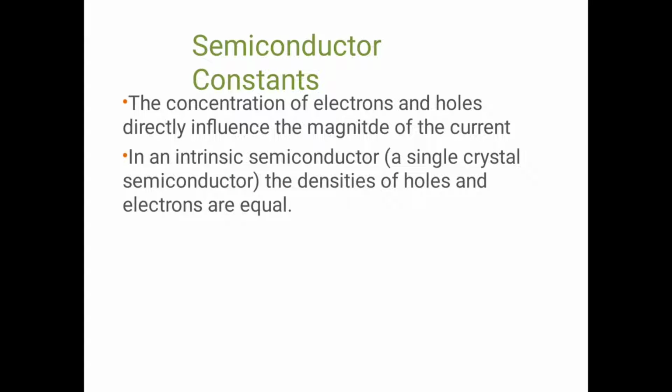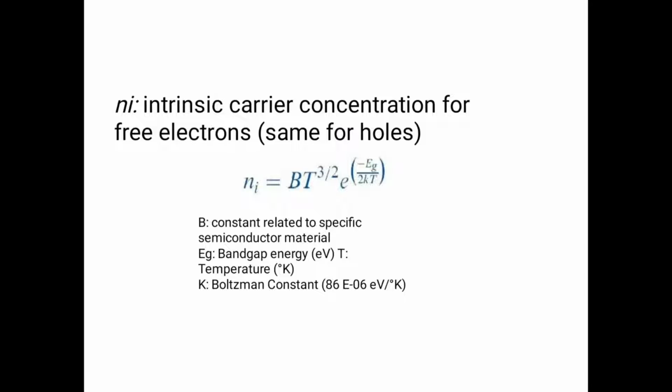The concentration of electrons and holes directly influences the magnitude of current in a semiconductor. In an intrinsic semiconductor, the density of holes and electrons is at an equal level. This equality is n_i = p_i = sqrt(T^3)/2 e^(-Eg), and the same holds with a constant value related to the specific semiconductor material.